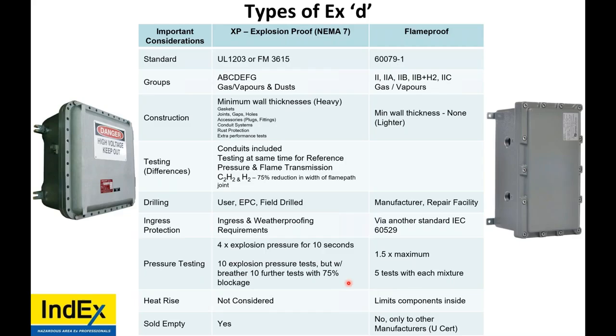Now, for explosion proof, there's 10 explosion tests, but when it has a breather, they do 10 further tests with that breather 75% blocked. Now, heat rise. They don't really consider it for explosion proof because it's a big, big heat sink. It can absorb a lot more heat and not be as hot on the outside as a flameproof because it's thinner metal. So it limits its components inside. So you can have higher wattage devices in an explosion-proof enclosure compared to a flameproof.